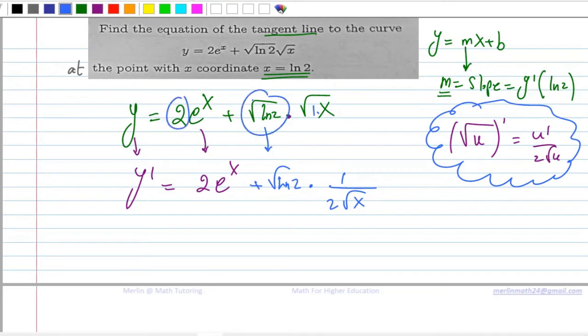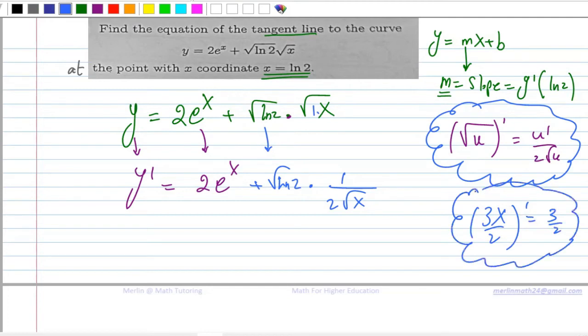So what do you want to do with it? We don't touch any number under multiplication or division. Again, if you have, for example, 3x over 2, the derivative would be 3 over 2. You don't touch it. Okay, good. So your next step is to find this as a value.